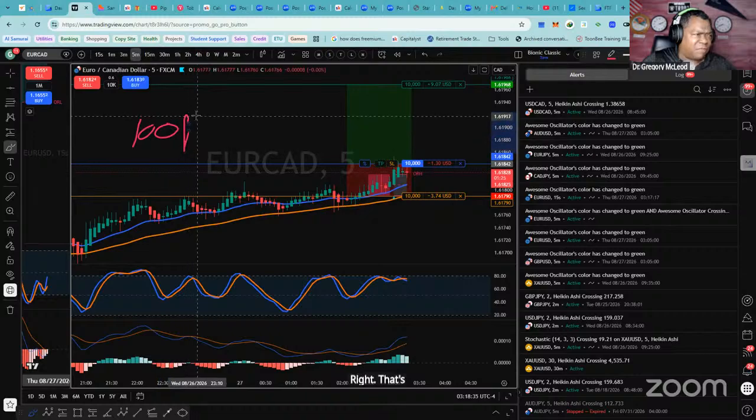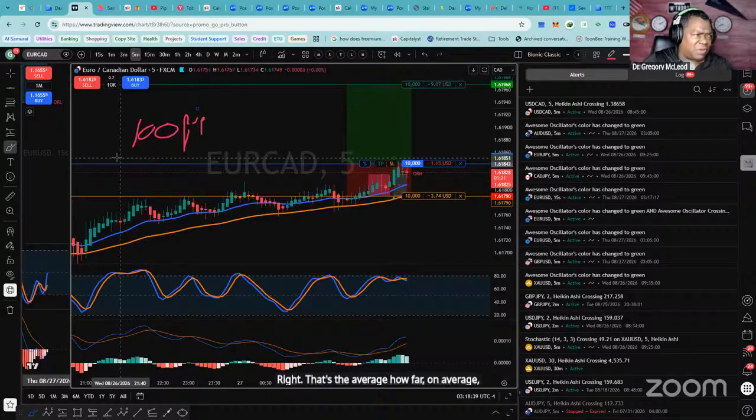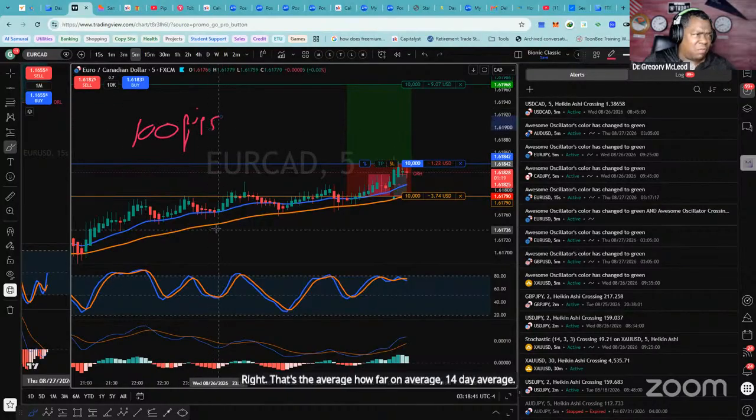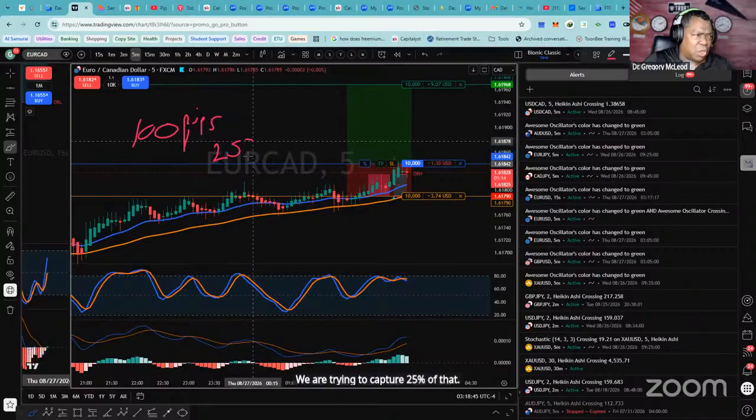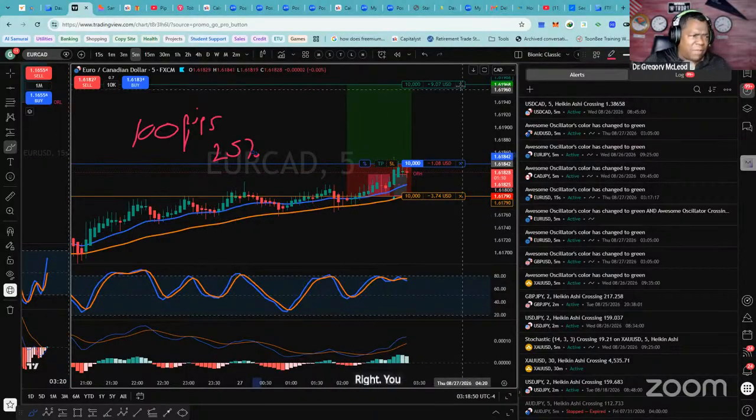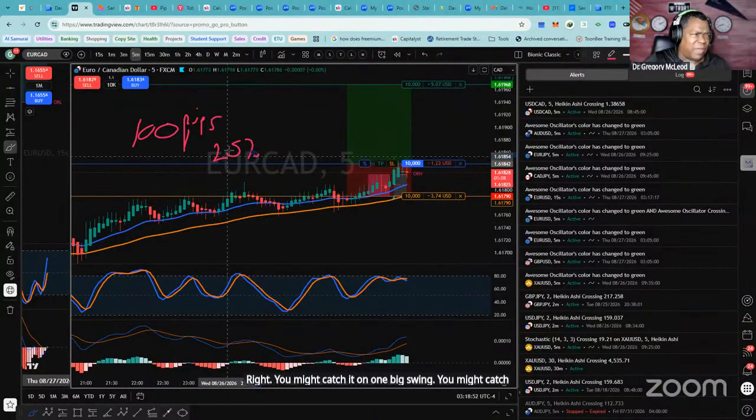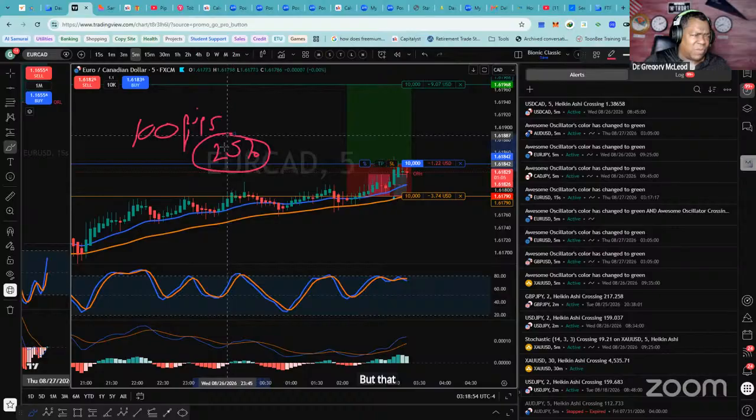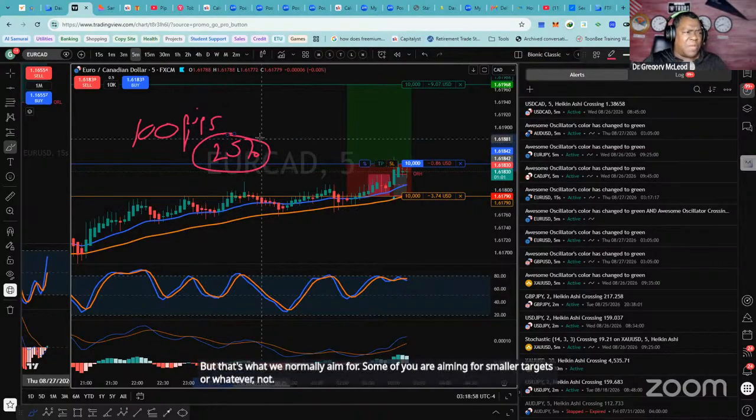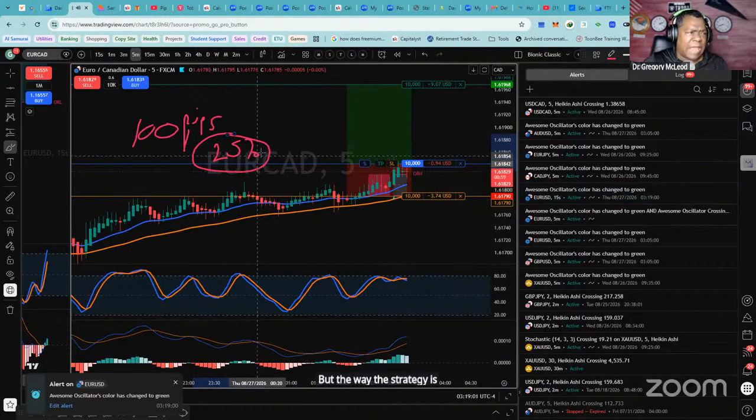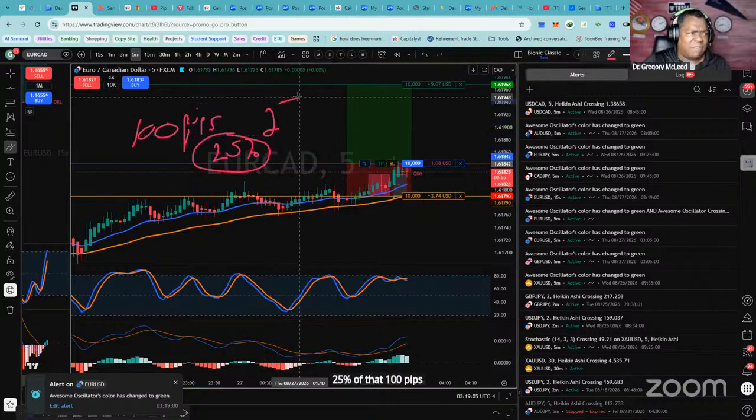That's the average. How far on average, 14-day average, a pair will move: 100 pips. We're trying to capture 25% of that. That's the goal, right? You might catch it on one big swing, or in a couple of swings, but that's what we normally aim for. Some of you are aiming for smaller targets. But the way the strategy is established, you get 25% of that 100 pips, which is 25 pips.